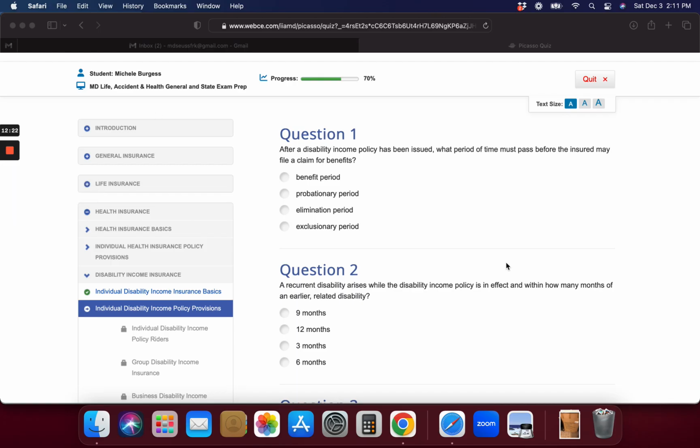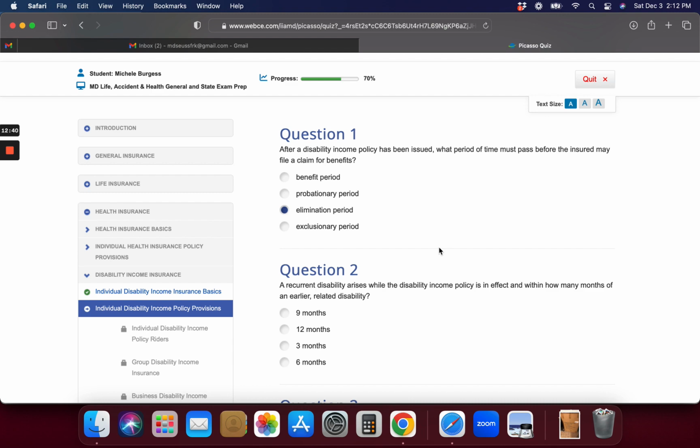Okay, did everybody get all that? That was a lot, I know. All right, so here are the 4 questions. After a disability income policy has been issued, what period of time must pass? I thought we had this question before on another test. Okay, and I think I got it wrong. I'm going to put elimination period.